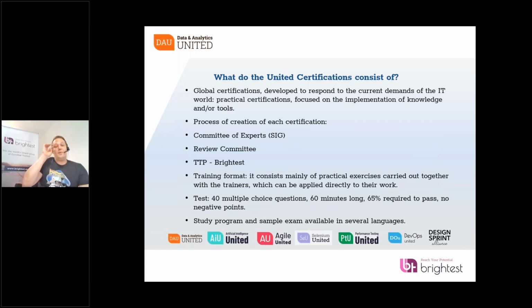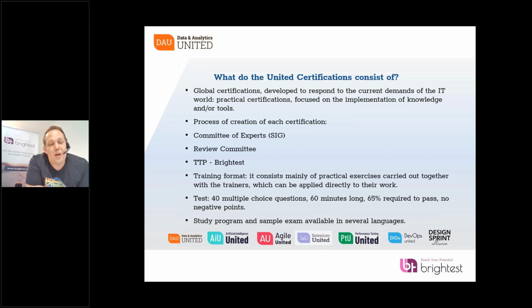So now we get to the UNITEDS. You can see a bunch of logos at the bottom of the screen. Basically, over the last few years, we've realized we have a lot of people requesting practical certifications. There are many certifications out there in the areas of software testing, and of course, as a big supporter of the ISTQB, it's wonderful. They focus a lot on the theory, which is great. It sets a standard for the entire world.